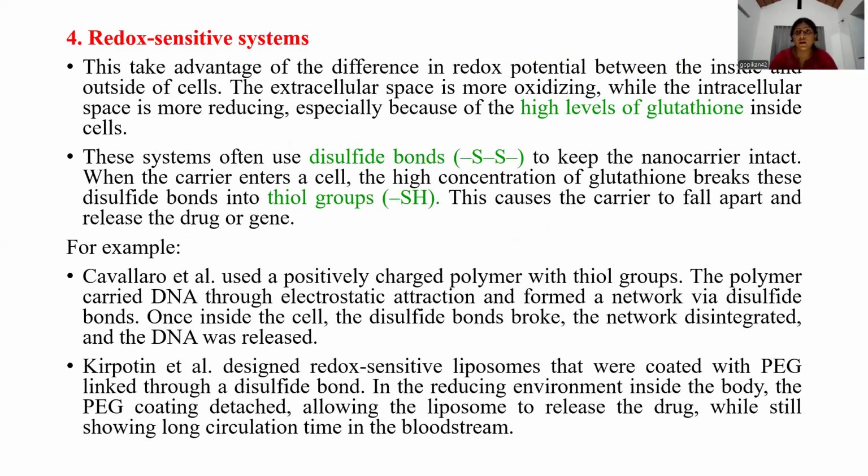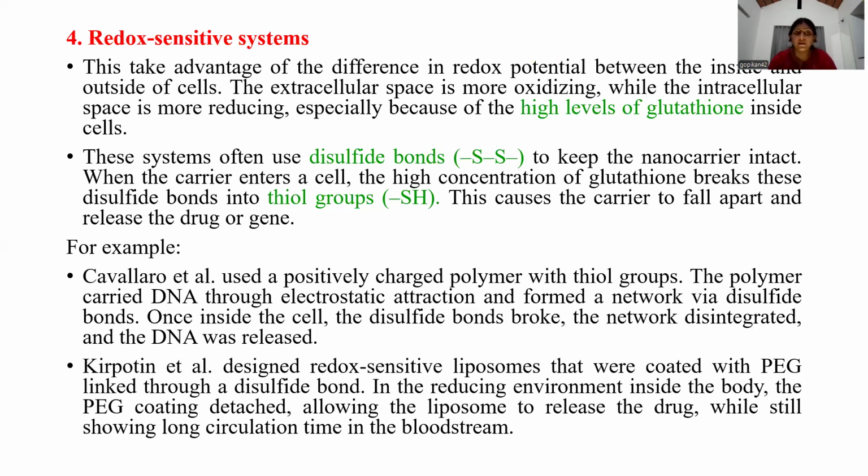So next is the redox sensitive system. This takes advantage of the difference in redox potential between the inside and outside of the cells. The extracellular space is more oxidizing while the intracellular space is more reducing, especially because of the high levels of glutathione inside the cells. So these systems often use disulfide bonds to keep the nanocarrier intact. When the carrier enters a cell, the high concentration of glutathione breaks these disulfide bonds into thiol groups, and this causes the carrier to fall apart and release the drug or the gene which is delivered.